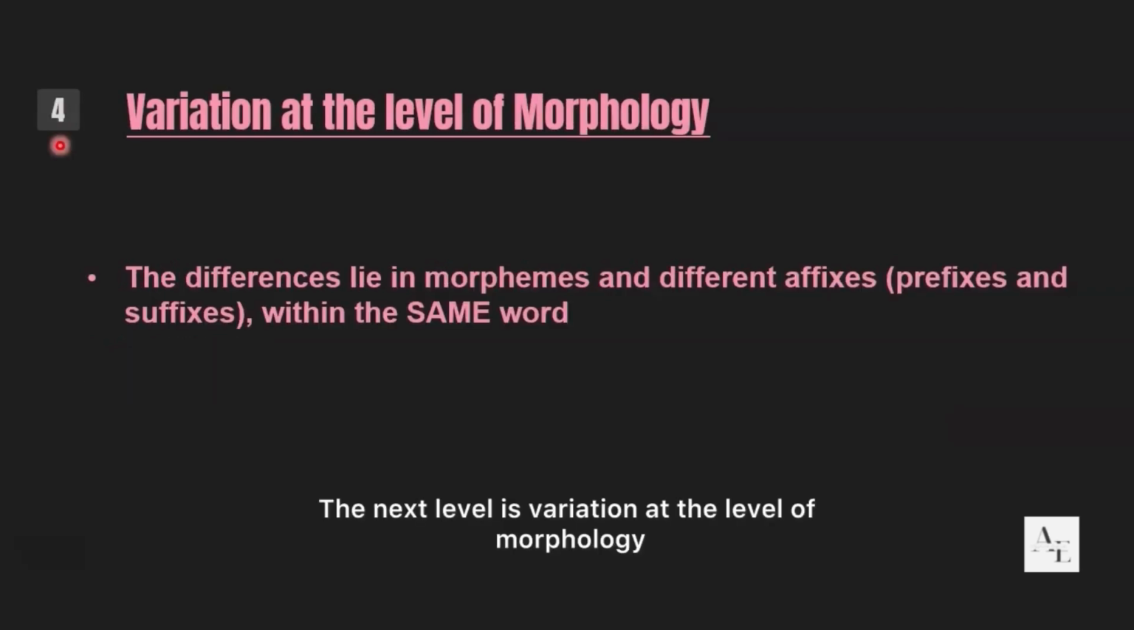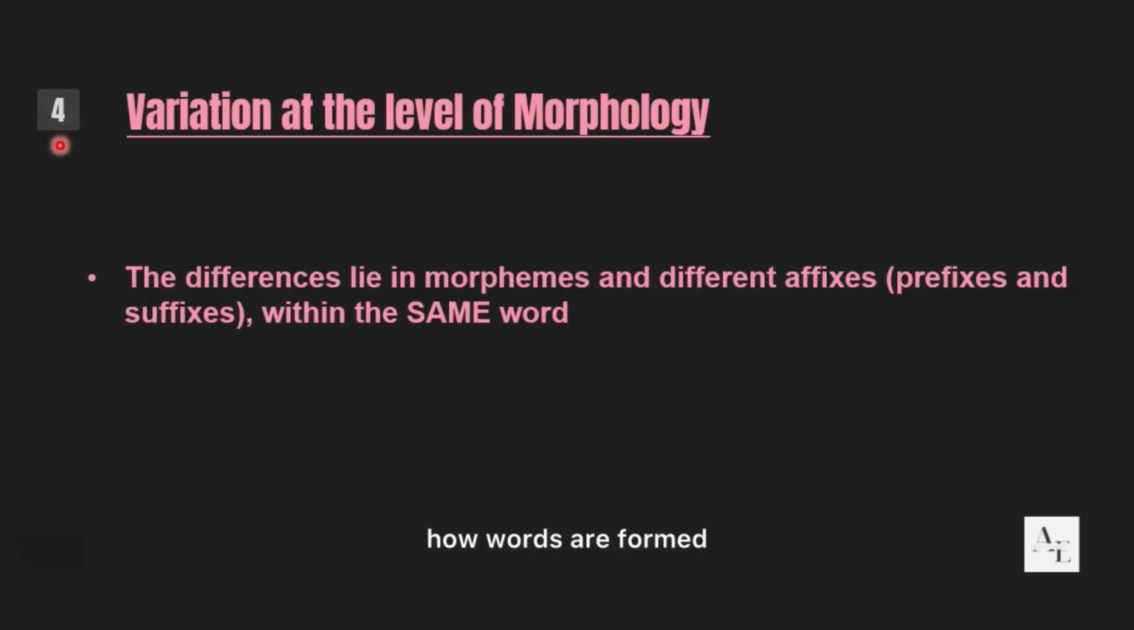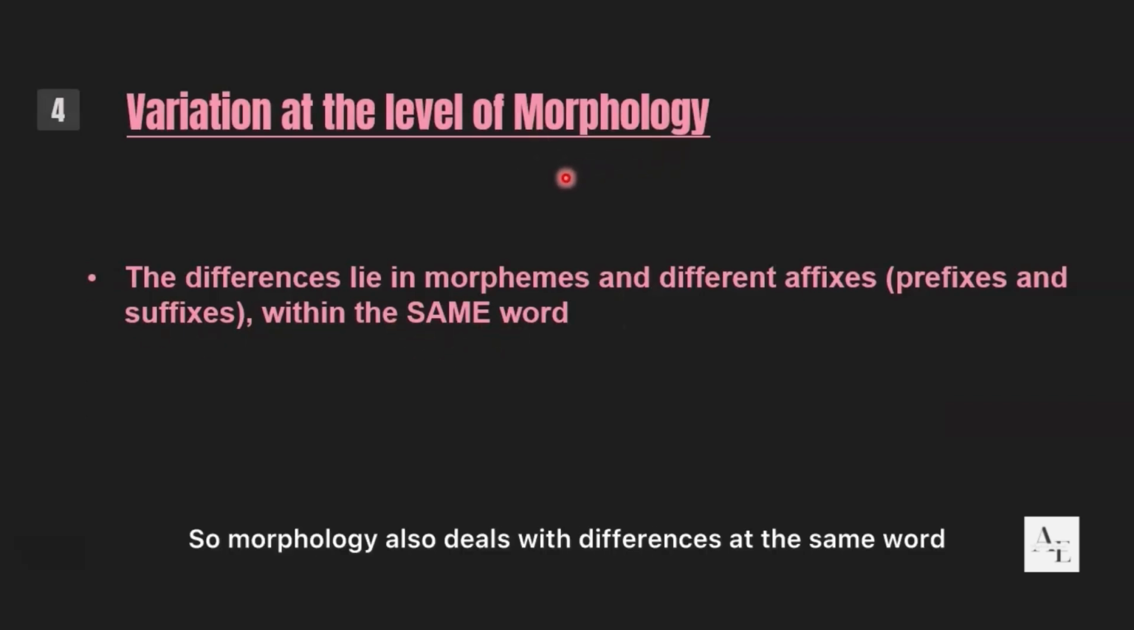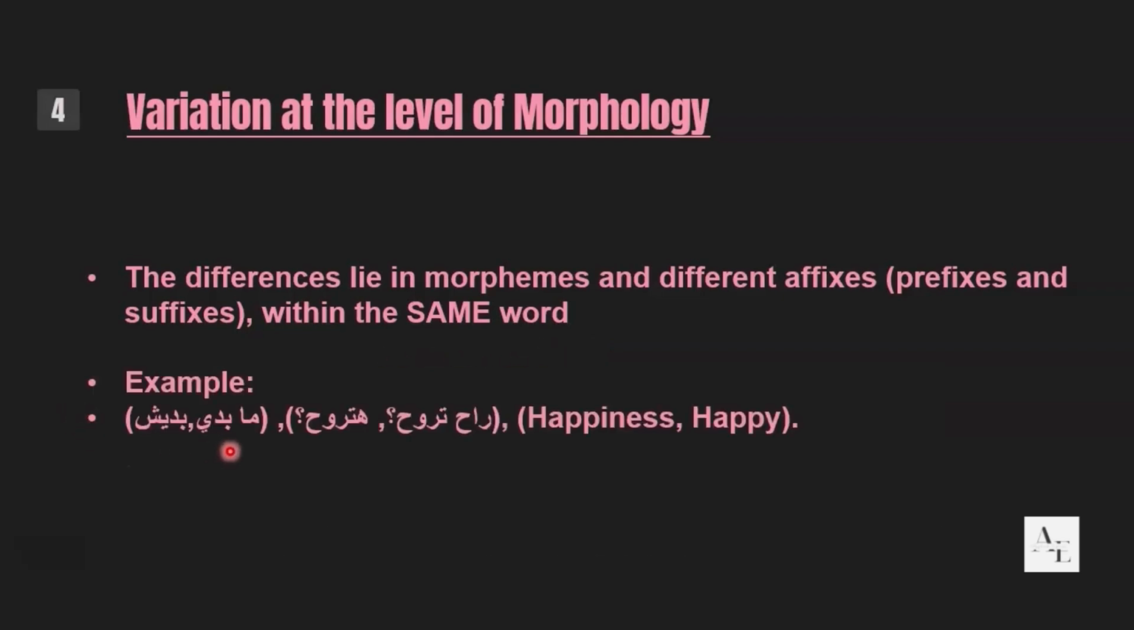The next level is variation at the level of morphology. This deals with how words are formed, or word formation. At this level, the differences lie in morphemes and different affixes, prefixes or suffixes within the same word. So morphology also deals with differences in the same word. So for example here, we use the prefix ma to indicate negation, while here we use the suffix sha to also indicate negation for the same word. They both are in the negative form.